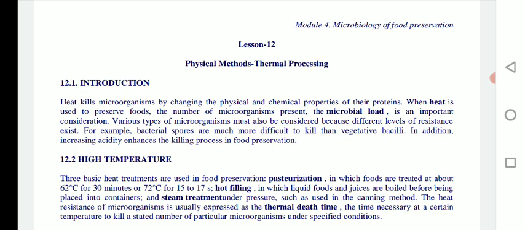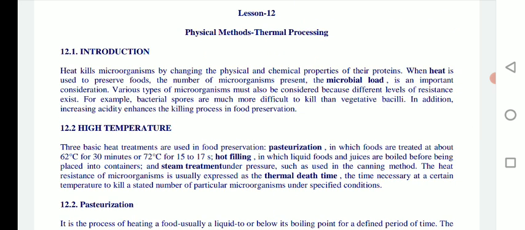In this video lecture, we're going to start different methods of preservation of foods to avoid spoilage. In this lecture and upcoming lectures, we'll study different methods. These include physical methods as well as chemical methods, as well as different kinds of radiations that are used for preservation of food. First we're going to study physical methods. In that we'll see thermal processing.